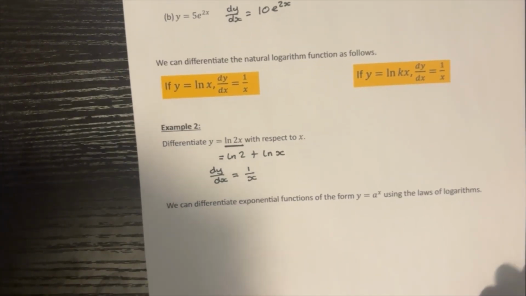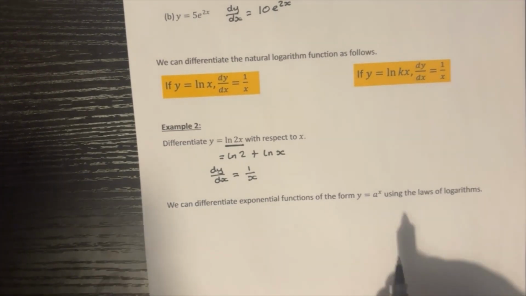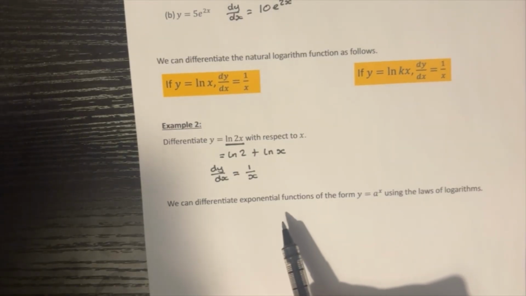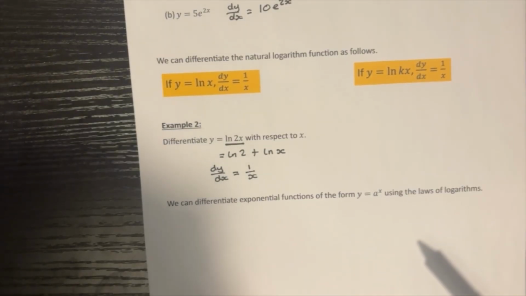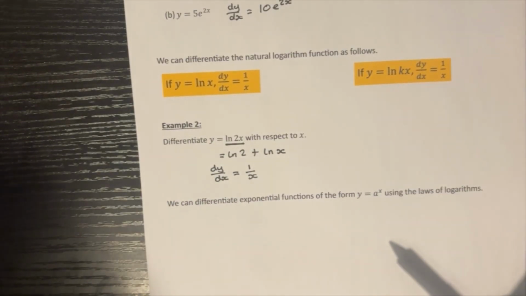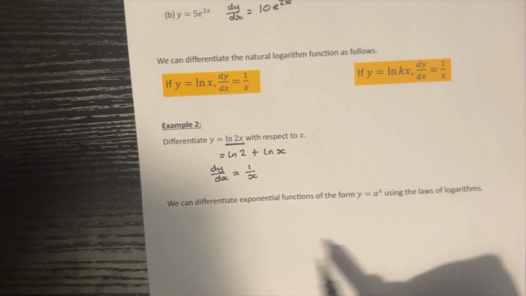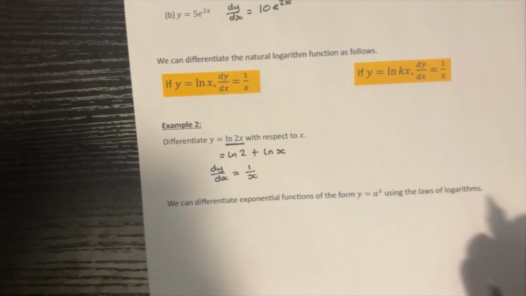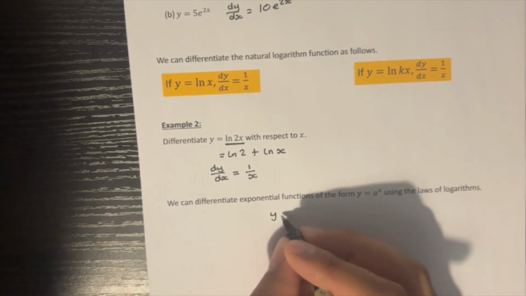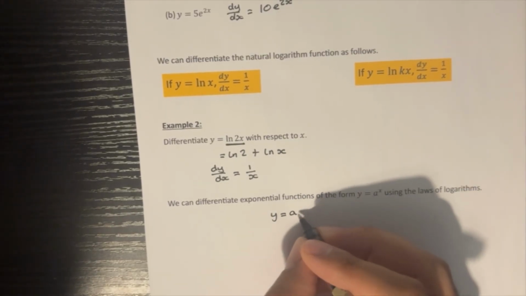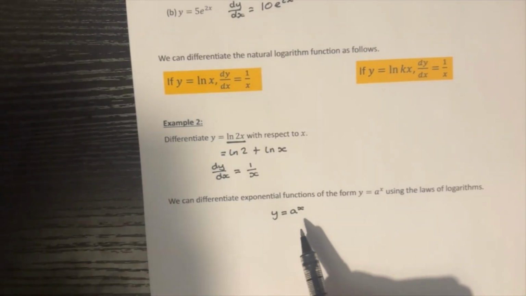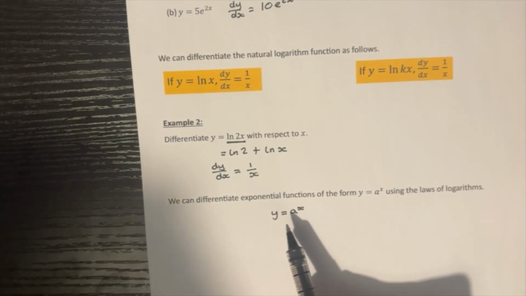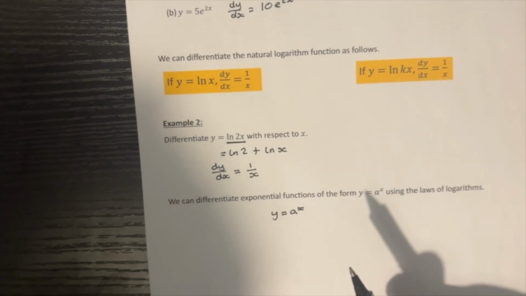The last bit we're going to look at is differentiating exponential functions of the form y equals a to the x using the laws of logarithms. So if we look at this here, we've got y equals a to the power of x. Now in future, we're going to look at a way of doing this using something called implicit differentiation. But for now, we're just going to stick to our laws of logarithms.